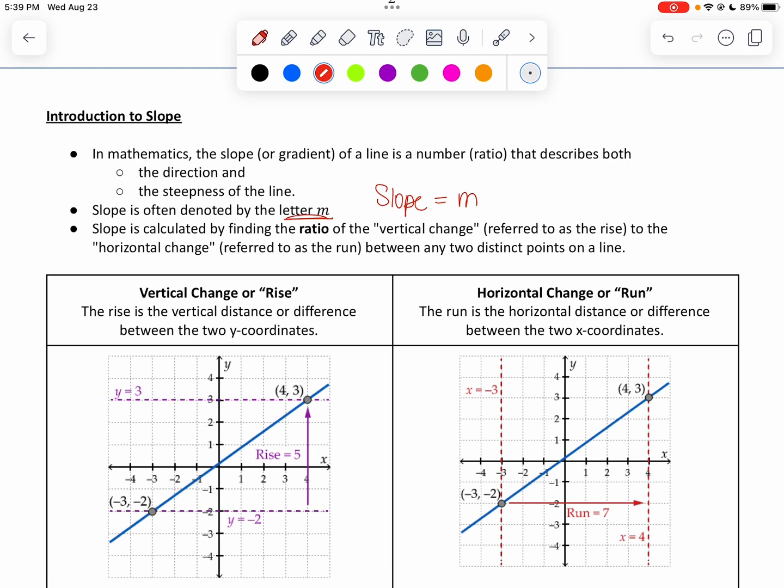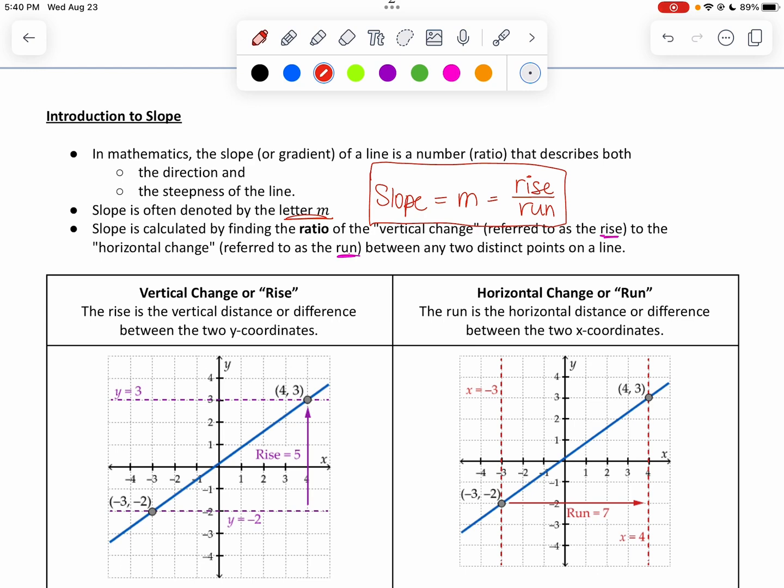Slope is calculated by finding the ratio of the vertical change, which we refer to fondly as the rise, to the horizontal change, which we refer to as the run, between any 2 distinct points on a line. So our slope m is equal to our rise over our run. These are the ways we like to talk about slope, and we will interchange throughout. So just know that all of those are equal.